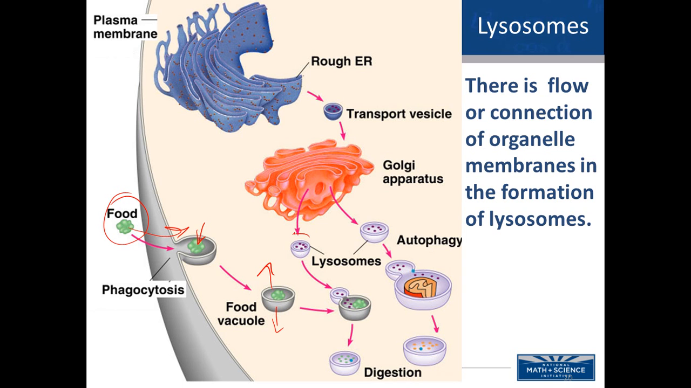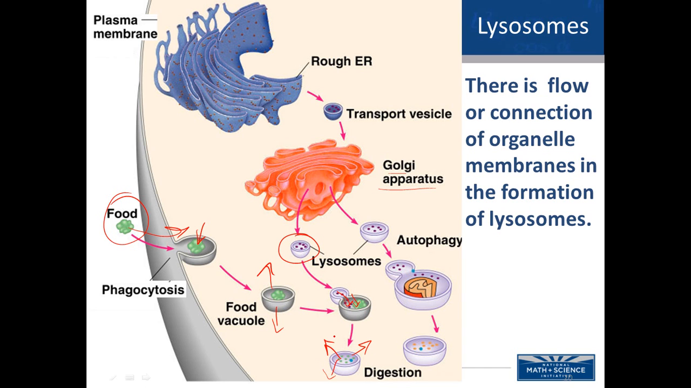So a lysosome is an organelle that was made from the Golgi apparatus that contains hydrolytic enzymes. When it fuses with the food vacuole, it will secrete or put those hydrolytic enzymes inside that food vacuole. It will break down the food, and now the smaller molecules will be allowed to go into the cytoplasm.